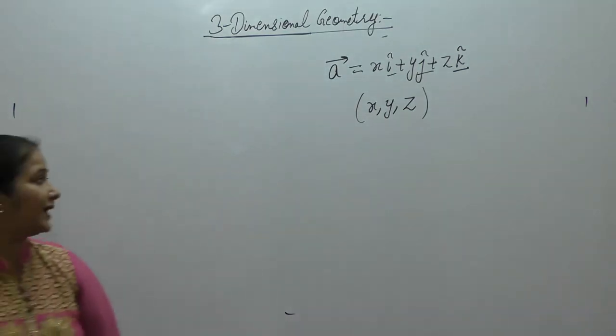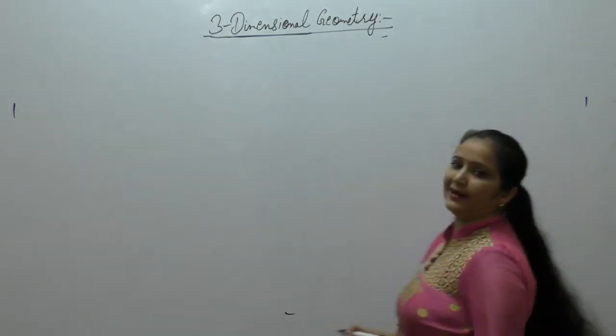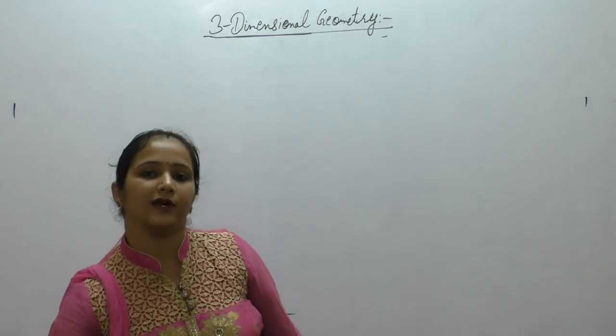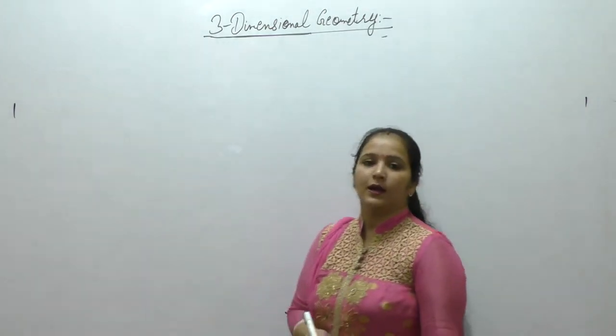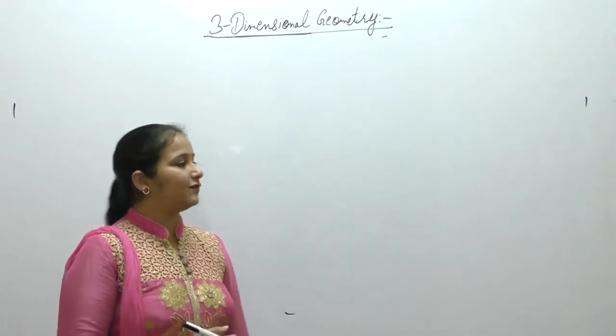सबसे पहले हमने पढ़ा distance formula. Distance between two points, if I want to find, it is equal to square root of (x2 minus x1) whole square plus (y2 minus y1) whole square plus (z2 minus z1) whole square.